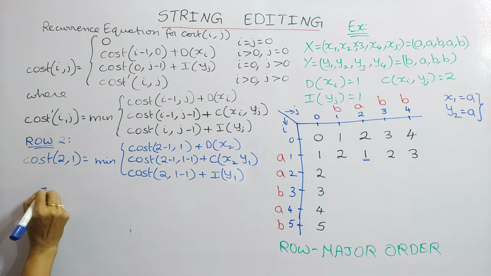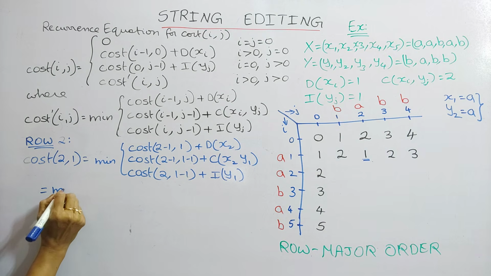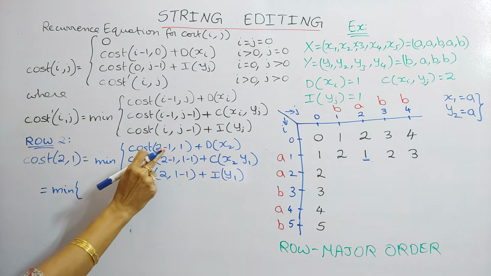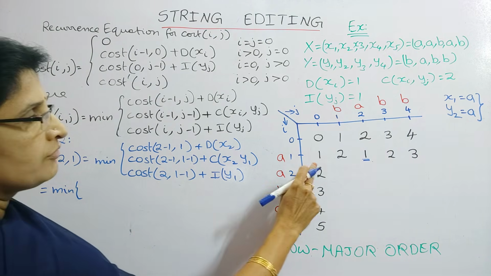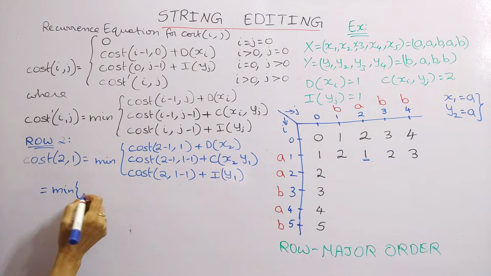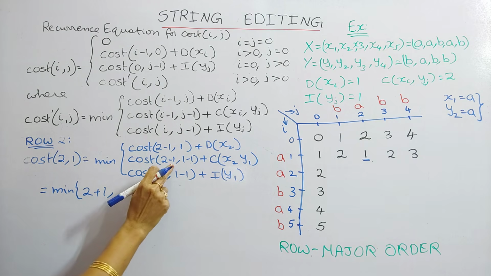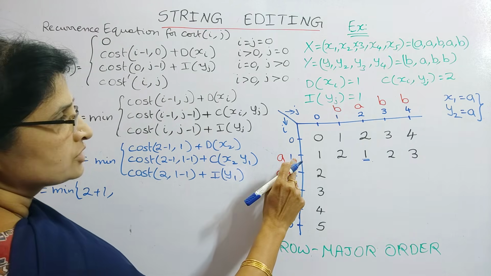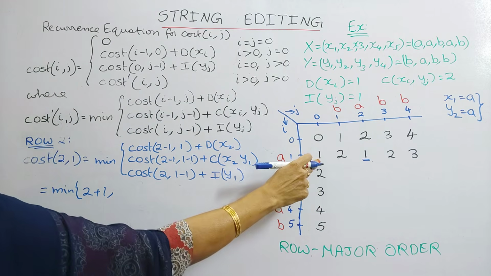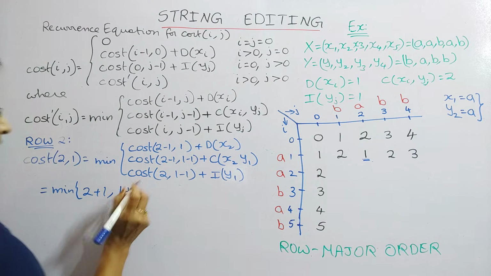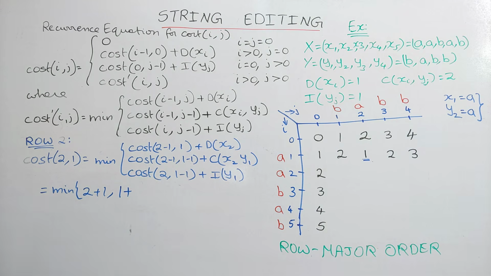So now substitute the values. It is minimum of cost of 1, 1. Cost of 1, 1 is how much? It is 2. So 2 plus the delete operation is 1. Next cost of 1, 0. Cost of 1, 0 is how much? It is 1.